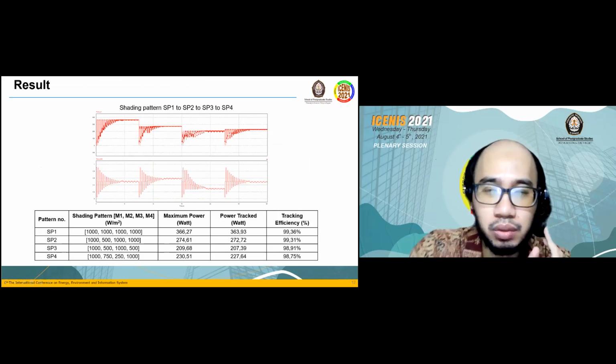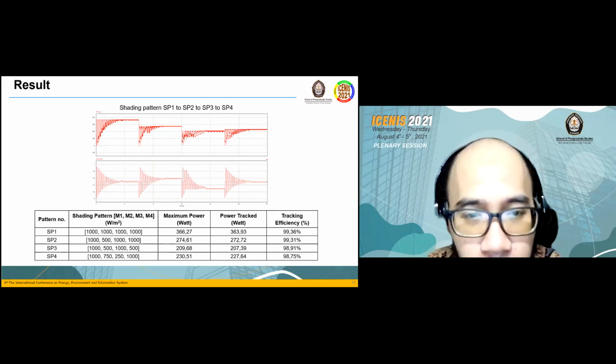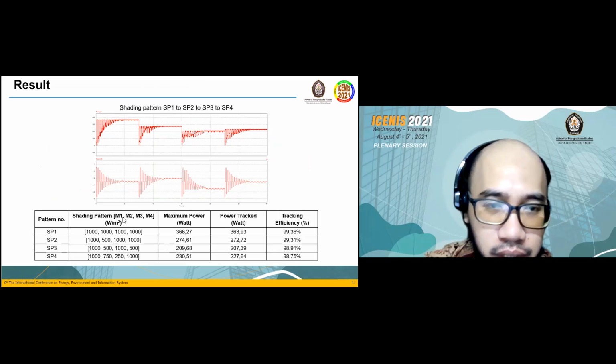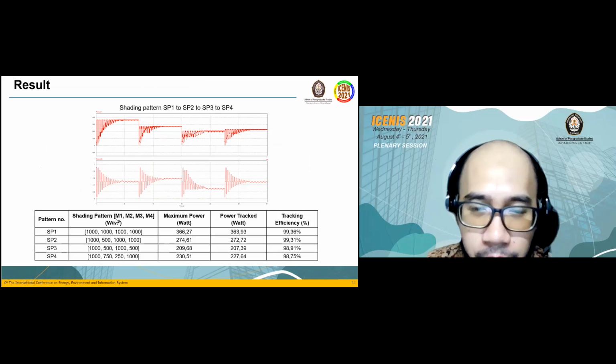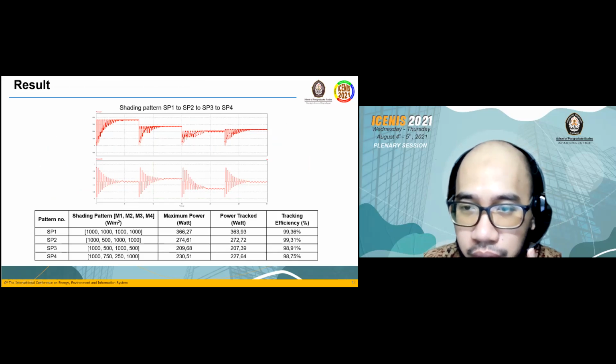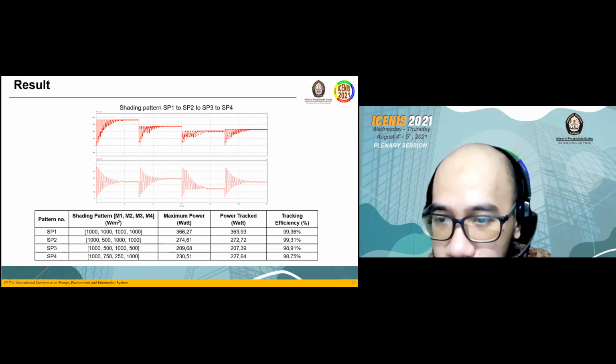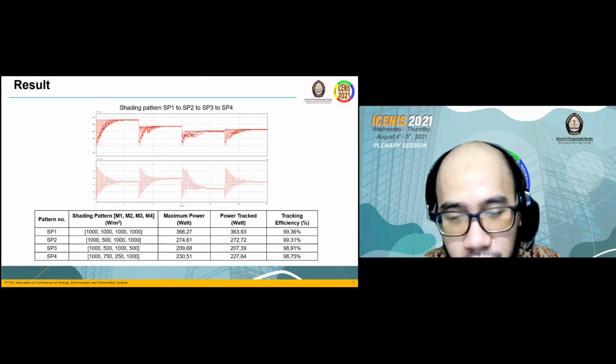And this is the result of my research. In every condition, we use a shading pattern, and the maximum power efficiency is up to 98.85%.